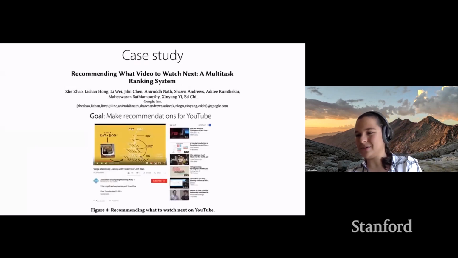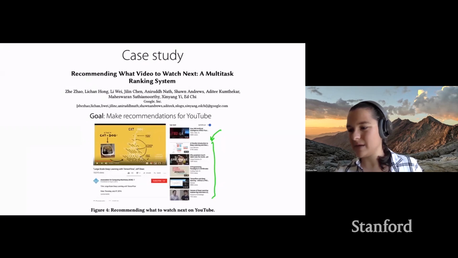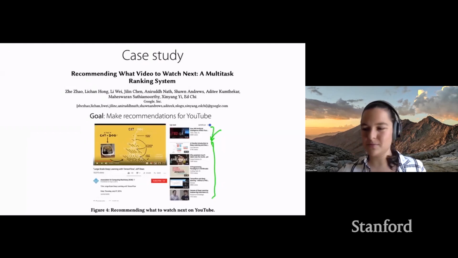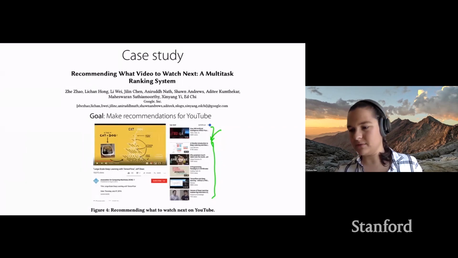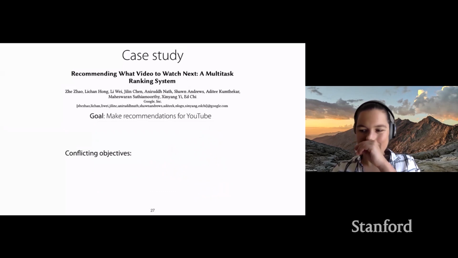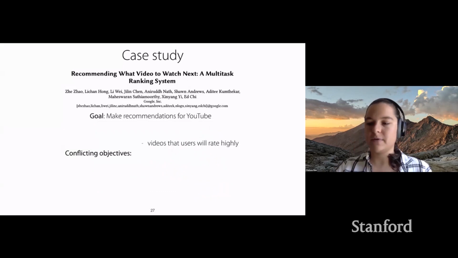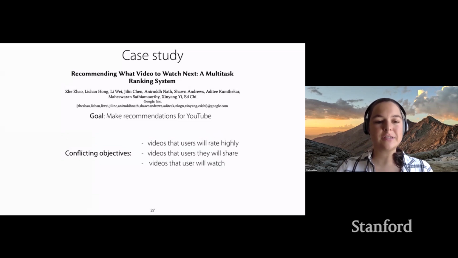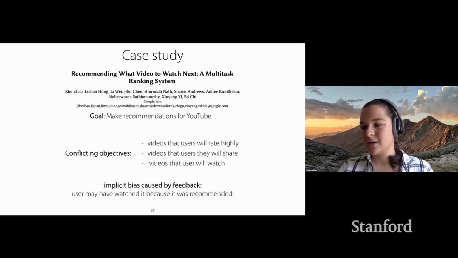And so the goal is basically to figure out what you want to show the user in this part of the side panel on YouTube for a given user. They mentioned that there are a number of different conflicting objectives when making recommendations. They wanted to recommend videos that the users will rate highly, also videos that the users will share with other users, and also videos that the user will actually watch for a reasonable period of time.